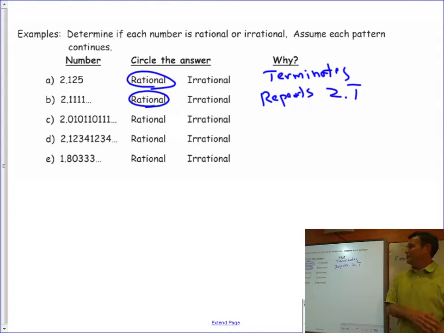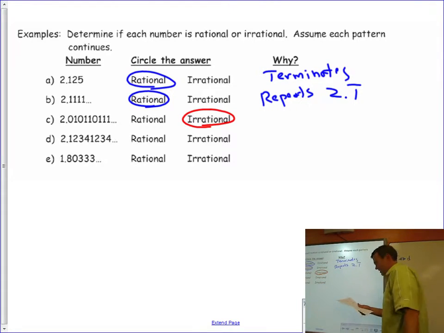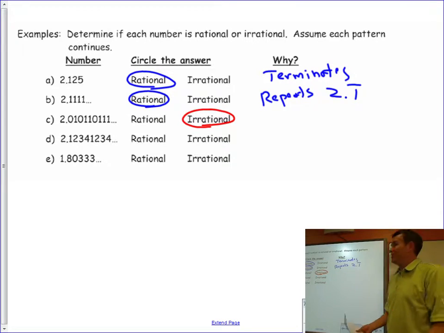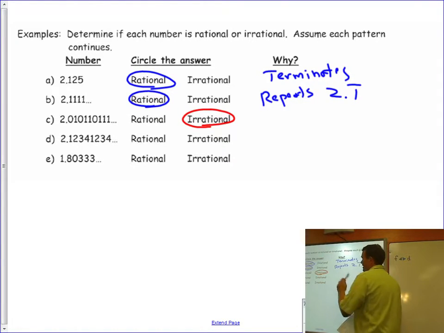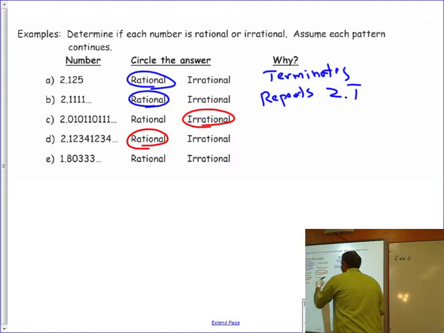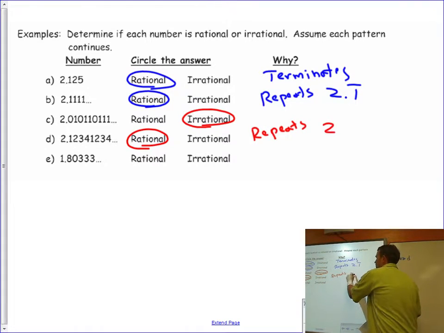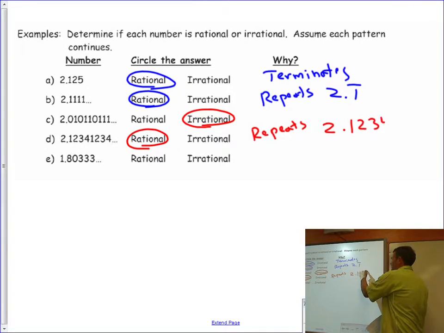The next one, 2.010110111. That one is irrational. That is one of those patterns that does not repeat, so you could not use a bar over top of it. The fourth one is rational. It also repeats. It would be 2.1234 with a bar over it.